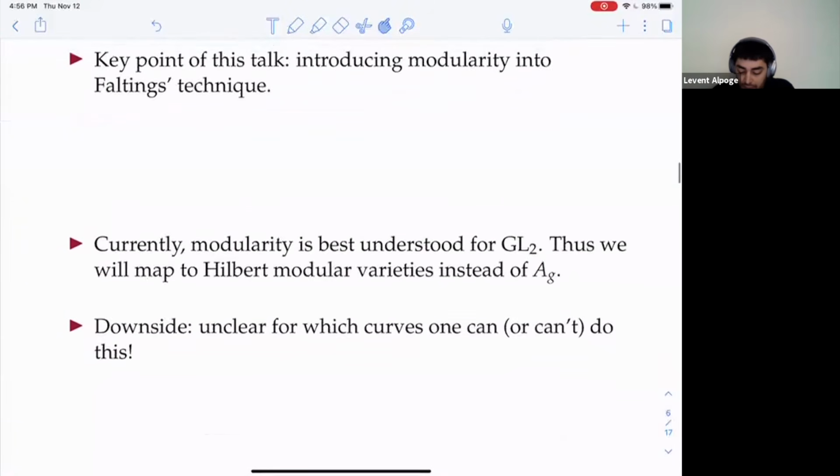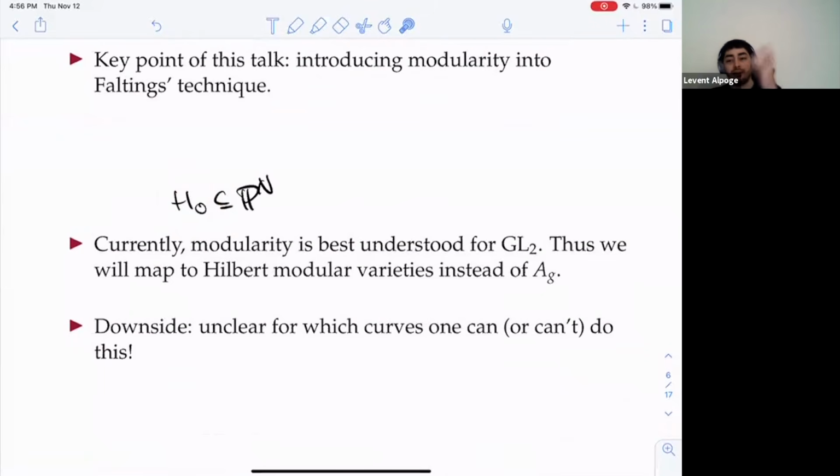Now, it's unclear. I just want to be straight about this. It's unclear for which curves one can or can't do this. So Hilbert modular varieties, to be clear, live inside projective space and are compactified by adding a finite number of cusps. This is the Satake compactification. So the boundary, so to speak, is 0-dimensional.